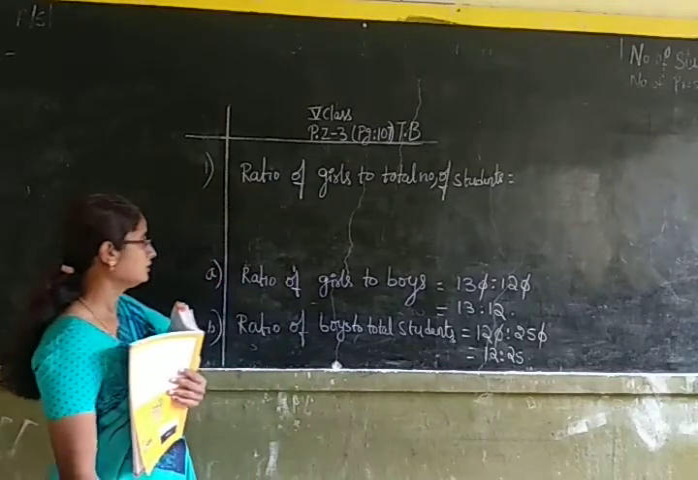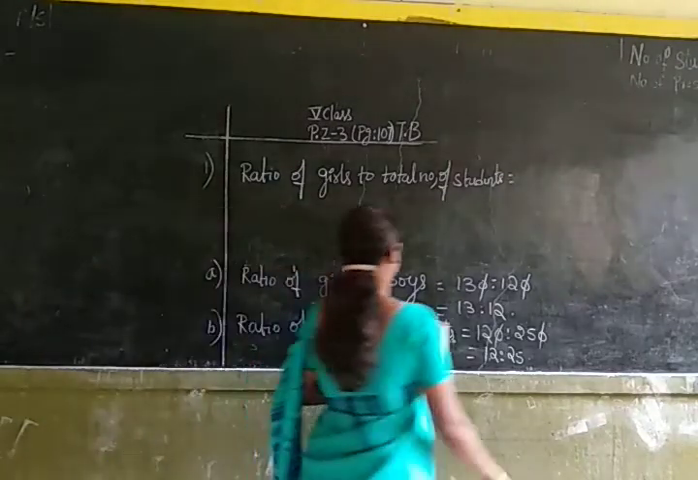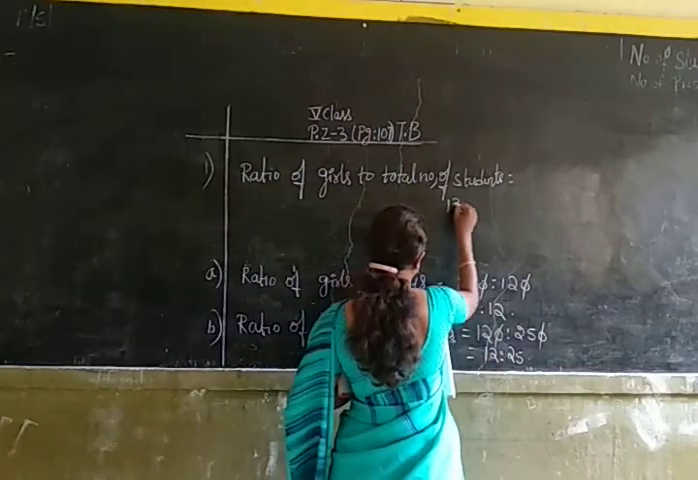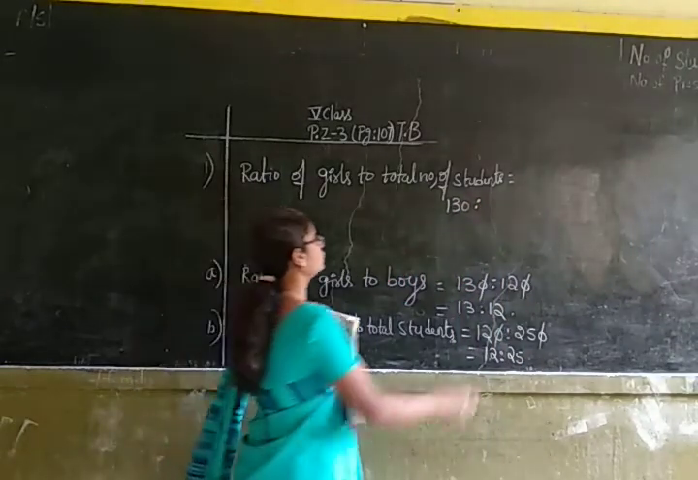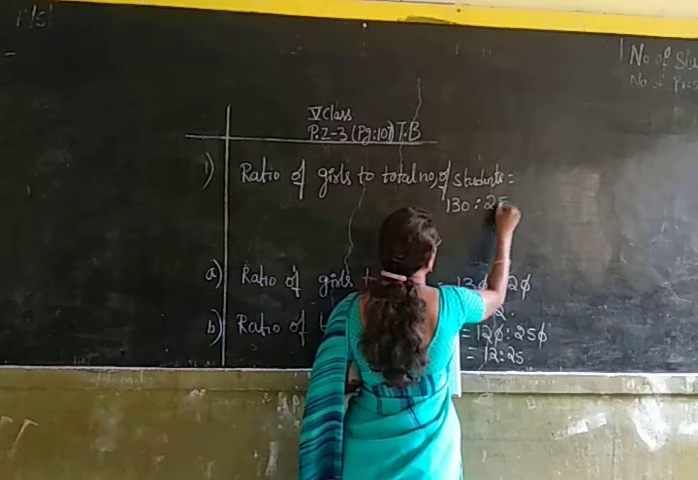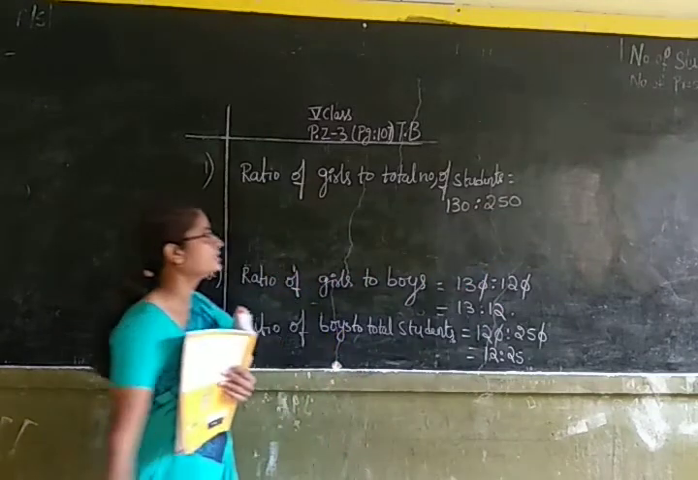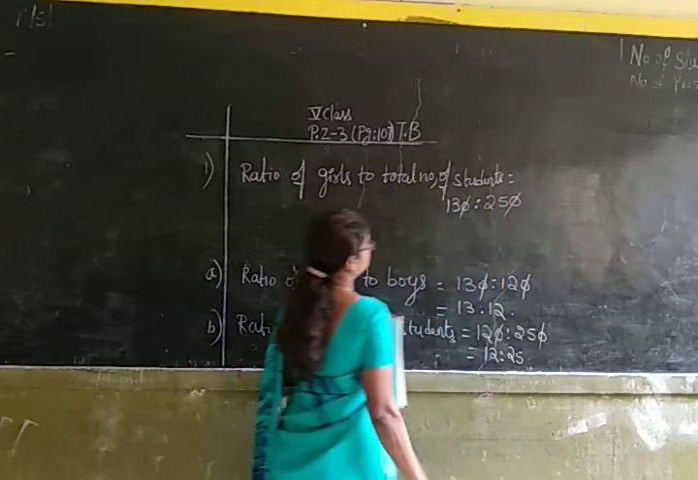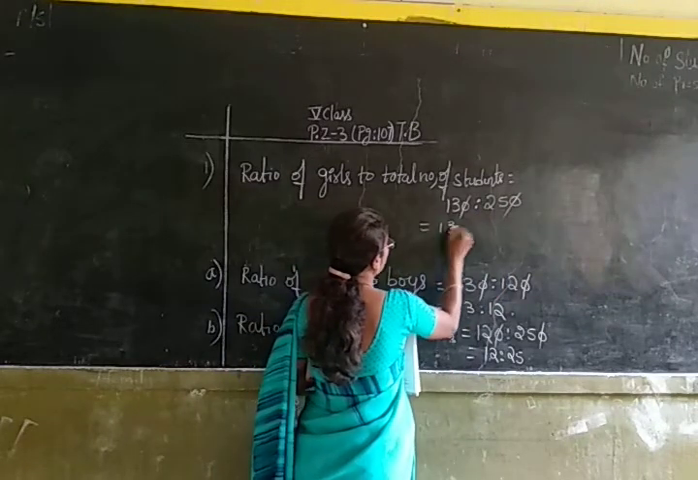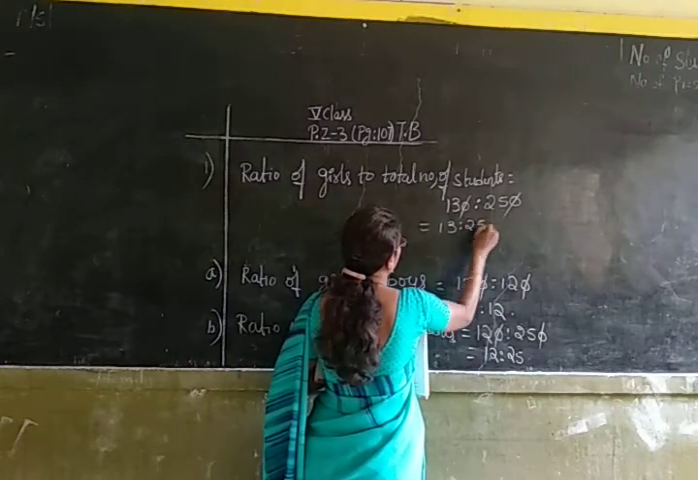So here, how many girls are there? There are 130 girls and the total strength is 250. So 130 is to 250. Now let us simplify it by cancelling the zeros. So the ratio is 13 is to 25.